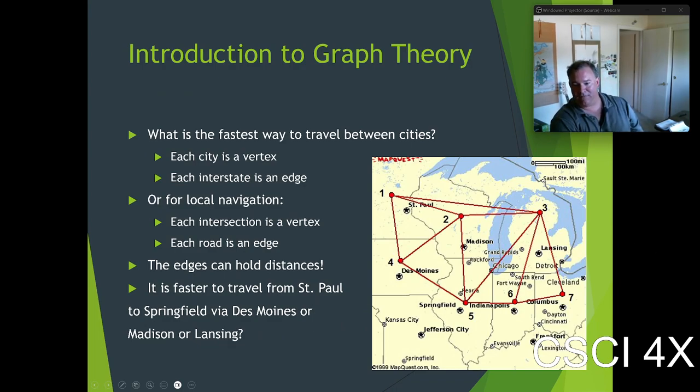Let's ask you guys a question. What is the fastest route from Minneapolis, St. Paul to Columbus? Let's say each of these routes takes an equal amount of time, and we can mix it up a little bit. Which route from 1, Minneapolis, St. Paul, to 7, Columbus, Ohio, is the fastest? What do you guys think? Can you guys solve this graph theory problem? Very good. Yes, 1 to 3 to 7 is the correct answer.